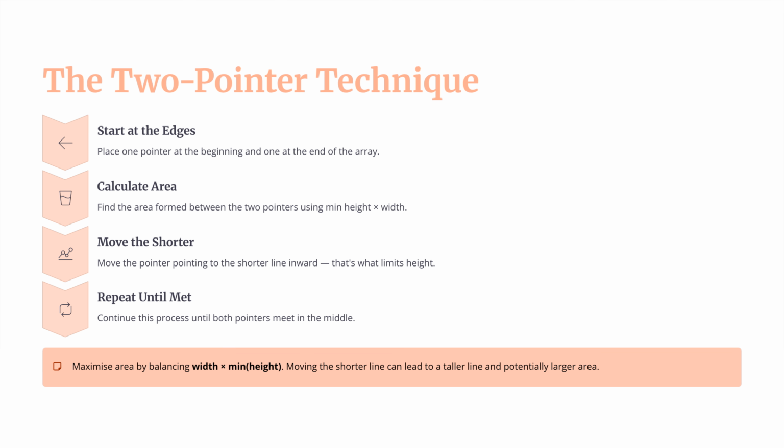We keep doing this, calculate the area, compare with the maximum, and move the shorter pointer, until both pointers meet in the middle. This approach reduces the time complexity from O of n squared to just O of n, a huge improvement.